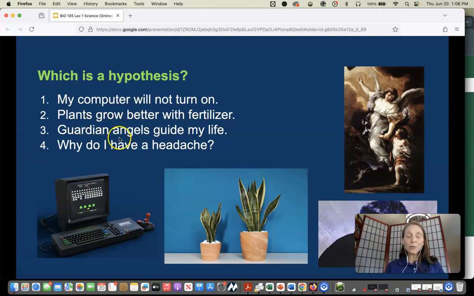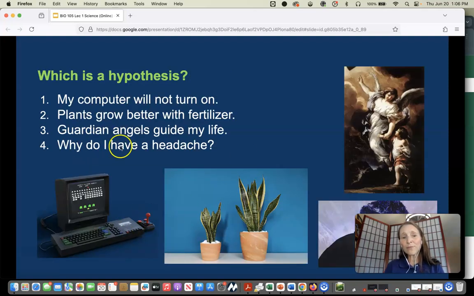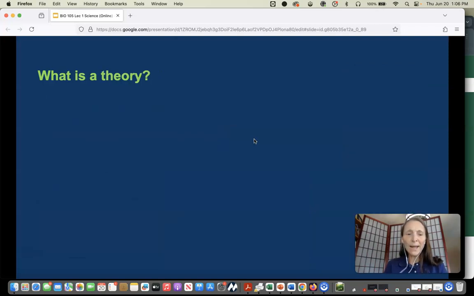Now, if you chose number 3, guardian angels guide my life, again, this one falls back to this last limitation here. Supernatural causes can't be tested. So again, there's no way for us to test this at this point in time. And so because of that, that can't be a hypothesis because it's not potentially testable and it's not potentially falsifiable. Okay, so hopefully that explains hypotheses.